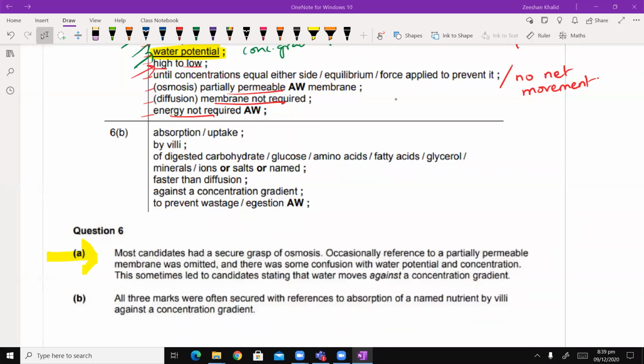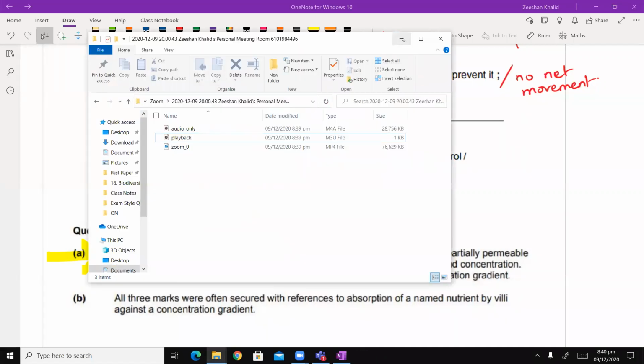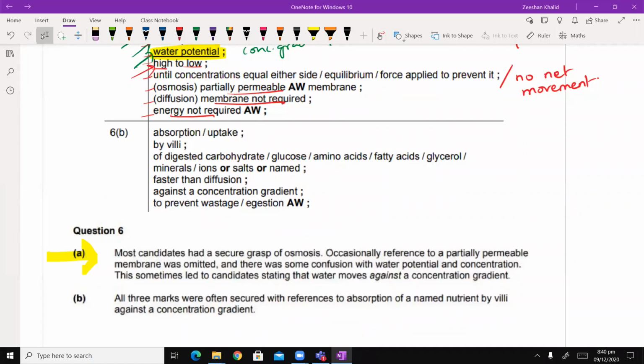Yeah, dumb head, thanks. So in the examiner report, they will either tell what the dumb heads did. Of course, we should not say that to students, but in terms of answers, okay. And then they would highlight the other part of the answer, which is the better candidates. ठीक है, तो आप जब भी examiner report पढ़ें, think that you're the better candidate. Okay, चलो जी. So it says most candidates had a secure grasp of osmosis. Occasionally, reference to a partially permeable membrane was omitted, and there was some confusion with water potential and concentration.